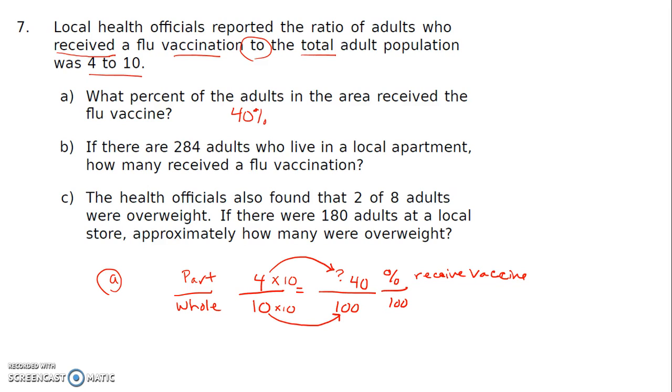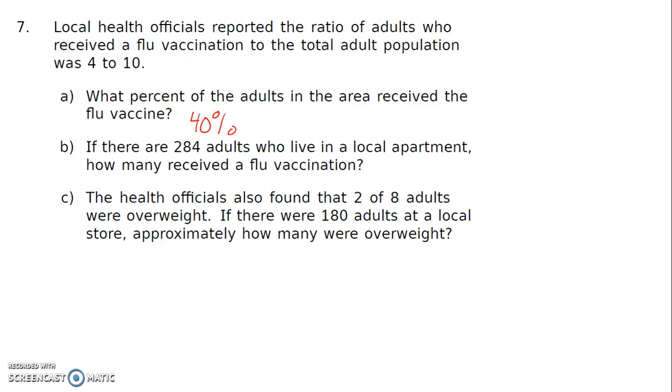Let's go on to the next part, part B. Part B says, if there are 284 adults who live in a local apartment, how many receive the flu vaccination? Okay, so this 284 are the total adults who live in that apartment, and we're looking for how many receive the flu vaccination. Two ways to go about this problem. I'll use the percentage because that's what we found in part A, but I could just as easily go back to my original ratio of 4 to 10. But for part B, I'll just show you how we could use part A.